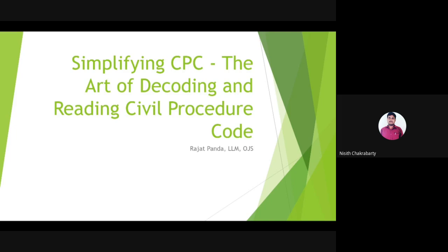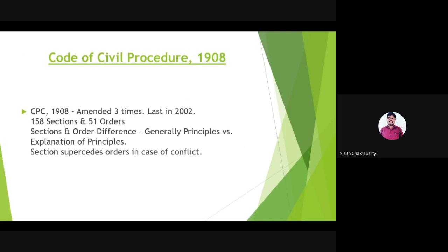Decoding and reading the Civil Procedure Code. The Civil Procedure Code has been amended many times, to be precise, 3 times. The last time it was amended was in 2002. It has 158 sections and 51 orders, to be very specific.